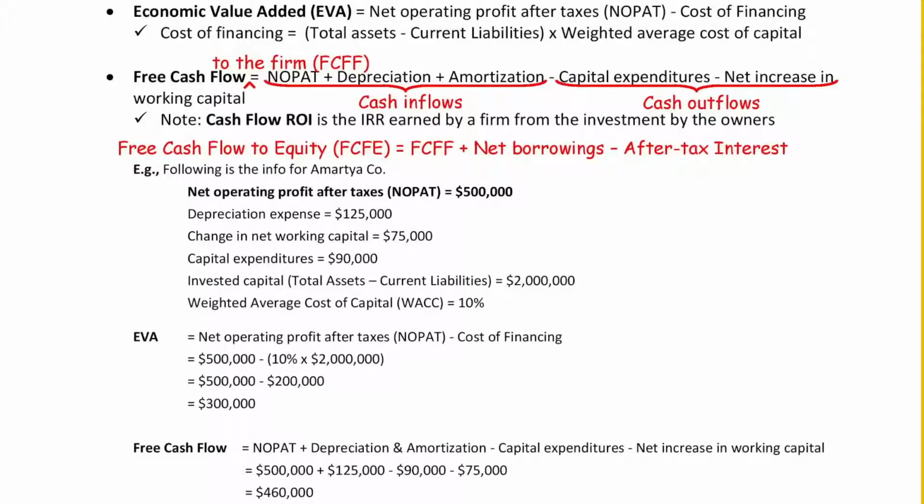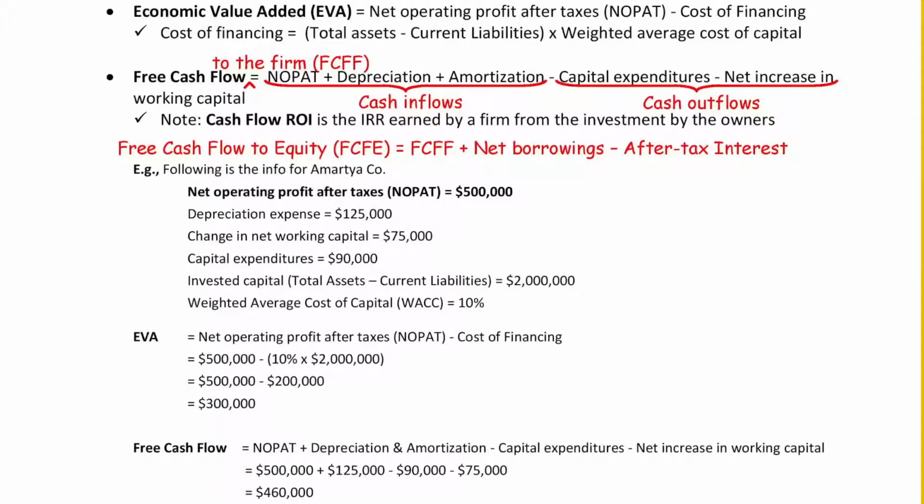We have an example here where we're looking at the numbers for Amartya Company, which has net operating profit after taxes of $500,000, depreciation expense of 125, change in net working capital of 75, capital expenditures of $90,000, and invested capital, so in this case it's total assets minus current liabilities, of $2 million. The weighted average cost of capital is 10%.